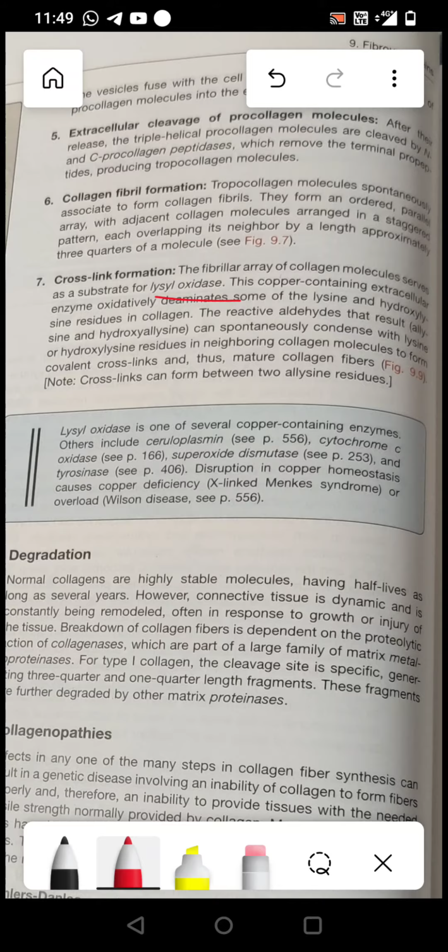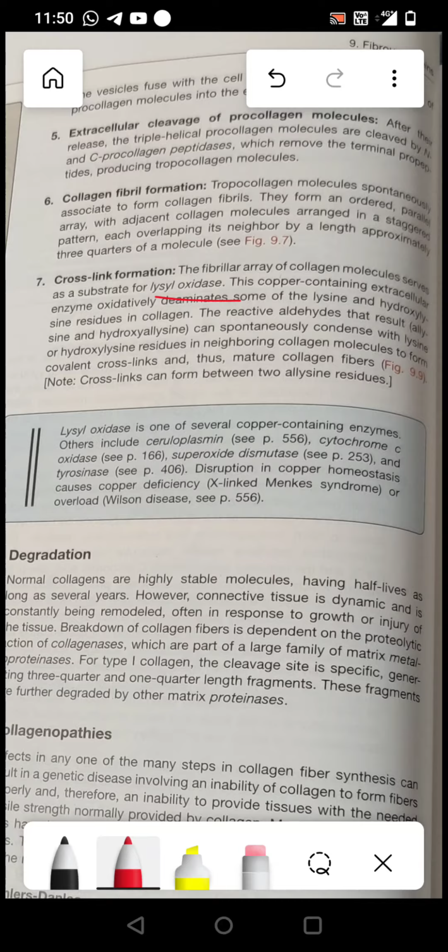Now, among this cornea collagen, in the presence of deficiency of this lysyl oxidase, which is copper-containing, cross-linking will not take place. If the allysine doesn't form, cross-linking can't take place. If cross-linking doesn't take place, the strength of the fibers becomes weak. If the strength of collagen fibers in the cornea becomes weak, it leads to bulging of the cornea, and this problem is known as keratoconus, where the cornea becomes more curved.